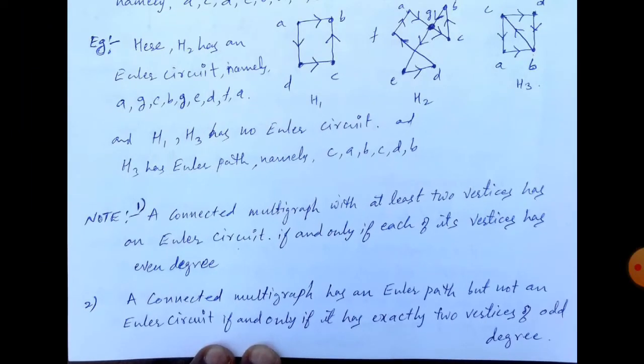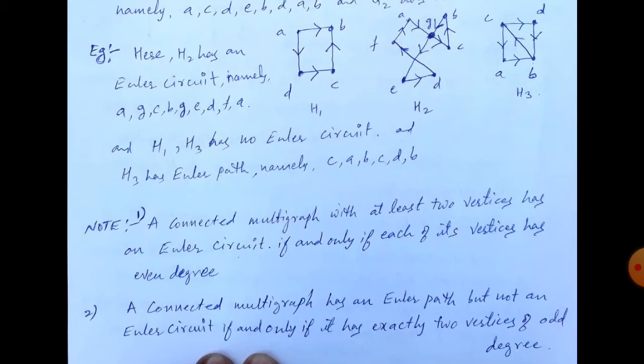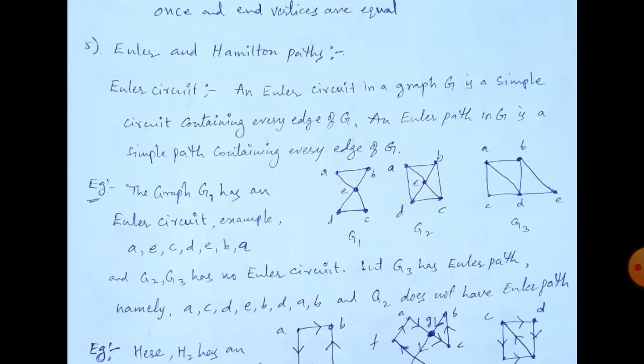Now a connected multigraph has an Euler path but not an Euler circuit if and only if it has exactly two vertices of odd degree. Okay, if in any graph exactly two vertices have odd degree, exactly like that two vertices are there, then that graph has no Euler circuit, but it has a Euler path. You can check further graphs.